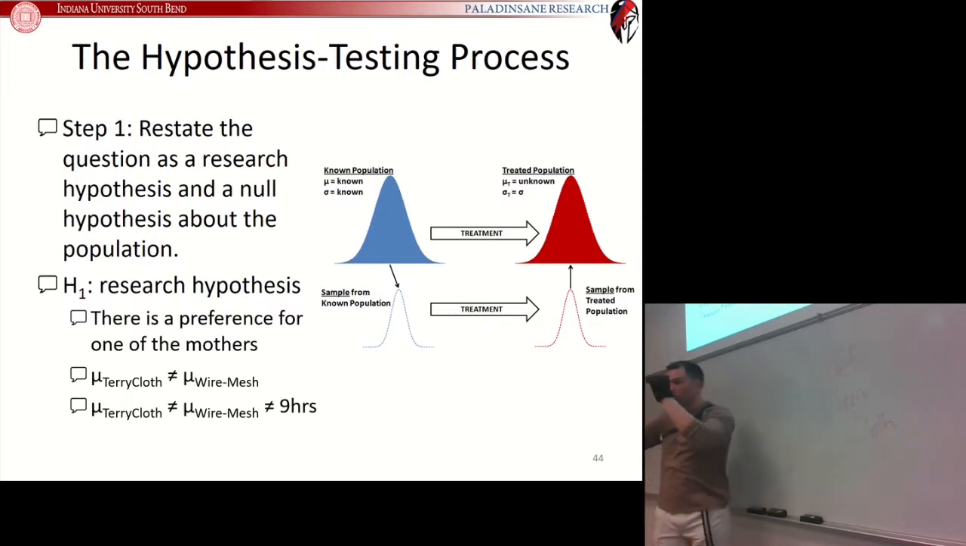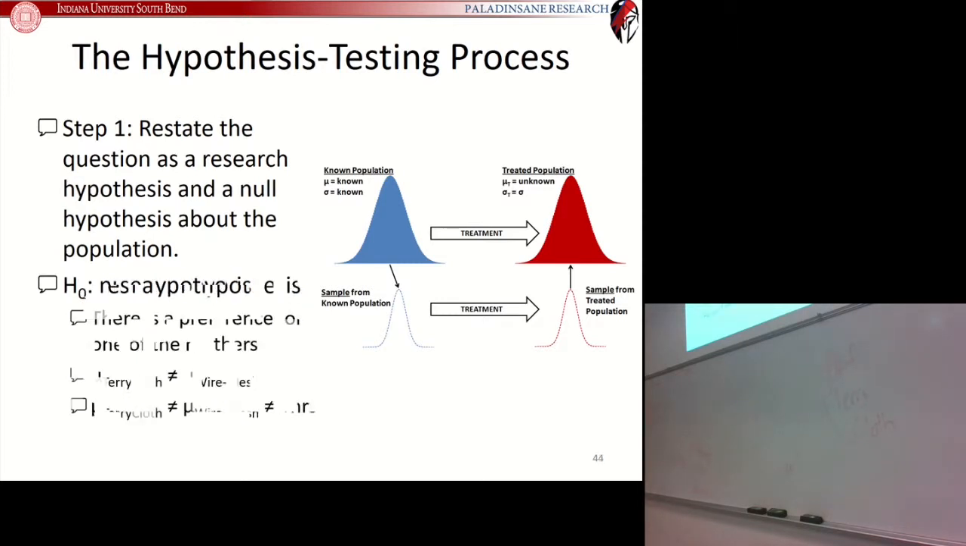So as long as one of these levels is not equal to 9, it's going to be different from the other level. And there we have our research hypothesis that the mean time spent with the terry cloth mother will not equal the mean time spent with the wire mesh mother, and neither of those will equal 9 hours. So here we have just one half of that part, whereas the mean time spent with the terry cloth mother does not equal 9 hours. So this is if there was no effect. This is if there is an effect. This is not equal to 9.